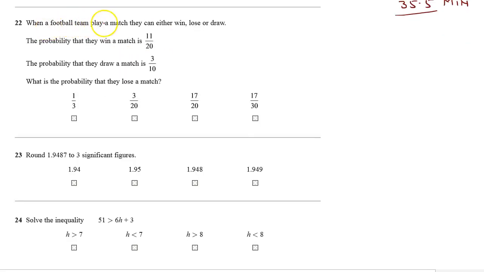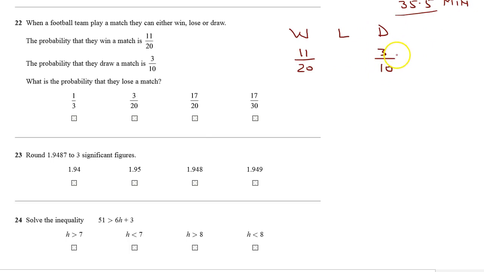When a football team plays a match, they can either win, lose or draw. The probability that they win the match is 11/20. They can either win, lose or draw. The probability that they draw the match is 3/10. What is the probability that they lose the match?